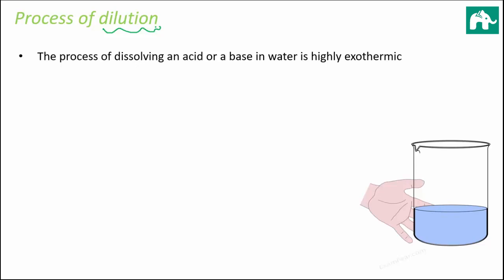So even before we talk about that, let us see what happens. How do we know that the process of dilution is exothermic? If you take a beaker and try to dilute an acid or a base, you would actually see that the beaker turns hot, which clearly tells that heat is being generated during the process.